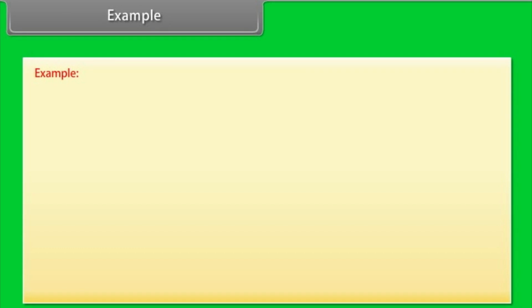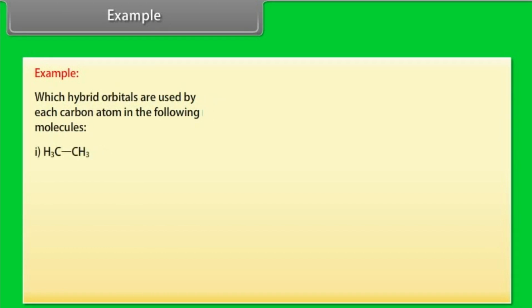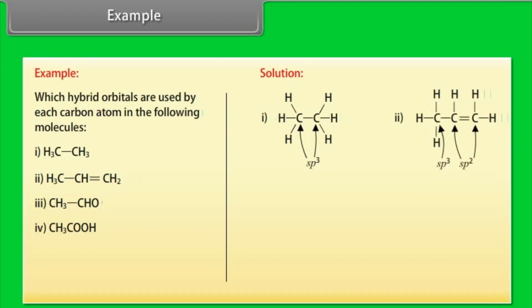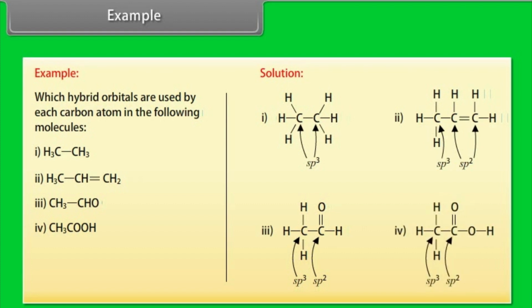Example. Let's take an example on hybridization. Which hybrid orbitals are used by each carbon atom in the following molecules? Let's see the solution. In this molecule, carbon atoms are using sp³ hybridization. In the next molecule, carbon atoms are using sp² and sp³ hybridization. In this molecule, carbon atoms are using sp² and sp³ hybridization. In this molecule, carbon atoms are using sp² and sp³ hybridization.